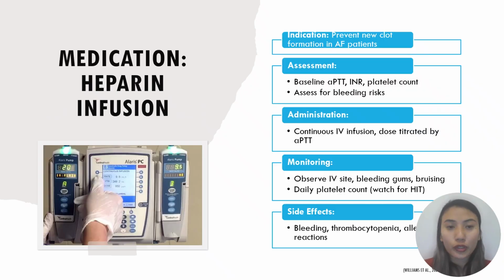And moving to the next slide, here I'm going to talk about the heparin infusions. On the assessment, check baseline activated partial thromboplastin time, platelet count, and bleeding risks before initiation. And for the administration, begin continuous IV infusion according to activated partial thromboplastin time. Avoid administering other anticoagulants within 24 hours of alteplase to reduce bleeding risks.